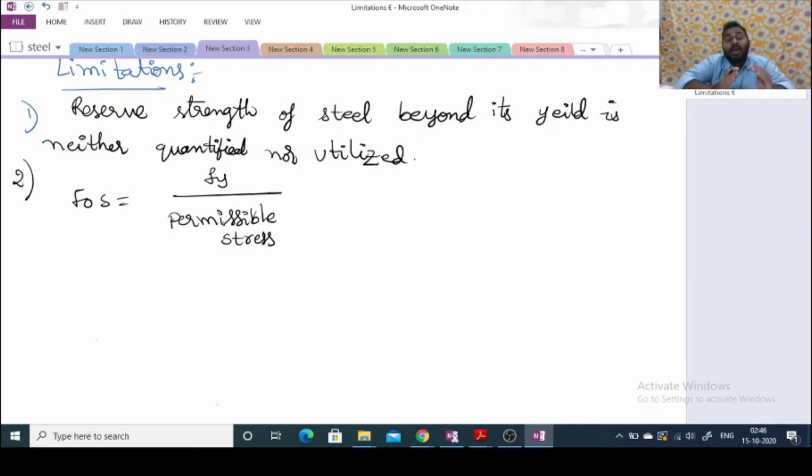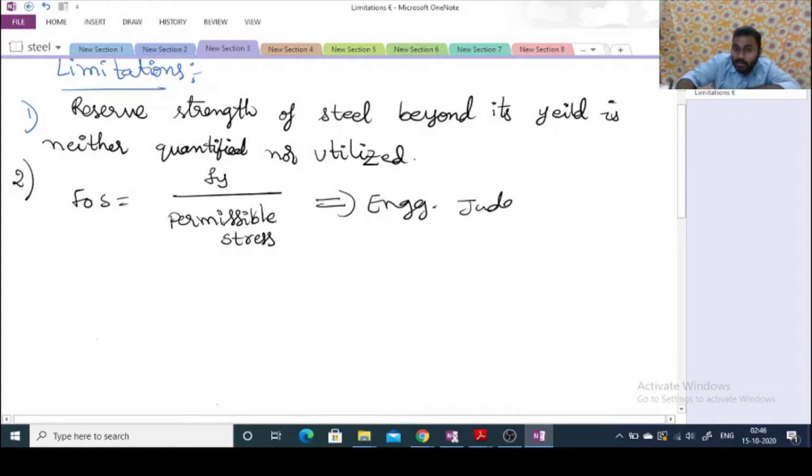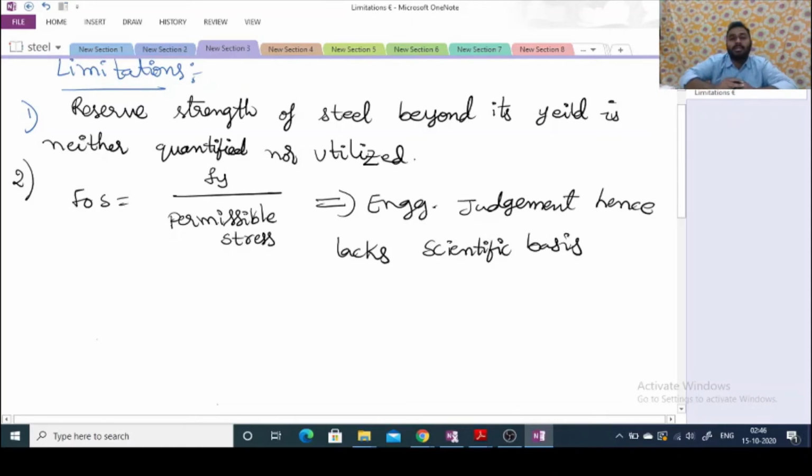Now, all these values are based on experience and available field data. It means the factor of safety values we have discussed are purely based on engineering judgment, hence they lack a scientific basis. This is also a drawback.